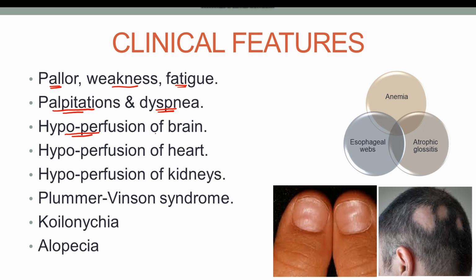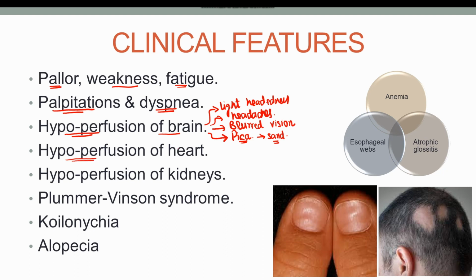Hypoperfusion or hypoxia of the brain results in lightheadedness and often headaches. It can also result in blurred vision, and the patient can also present with faintness or loss of consciousness. One particular feature about iron deficiency anemia is that it also presents with pica. Pica is the appetite for non-food objects such as sand.